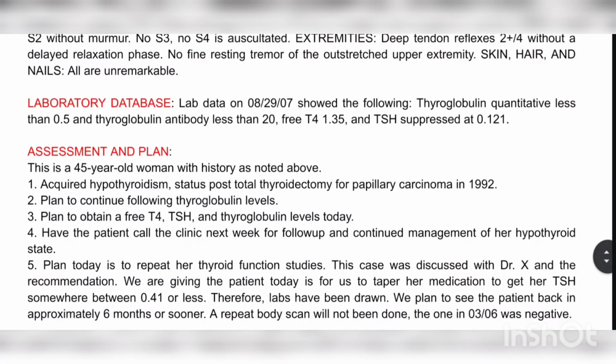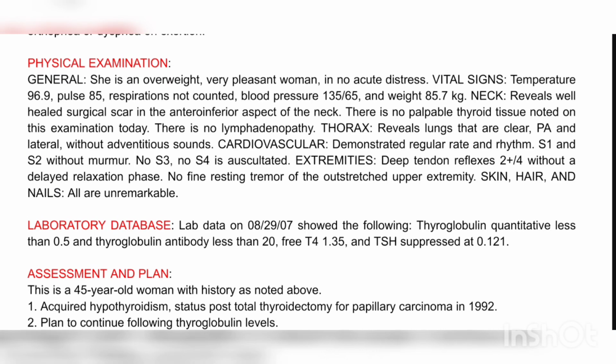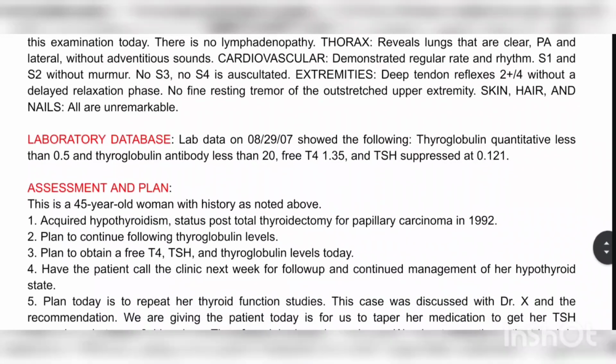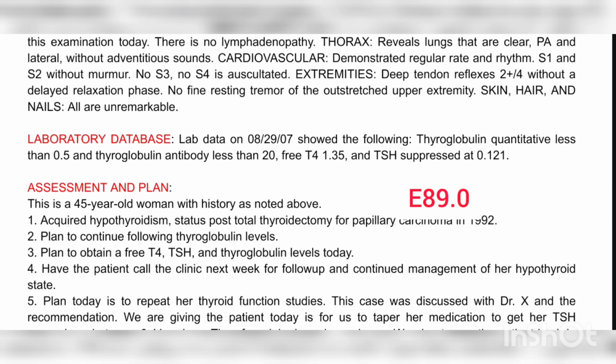Last is the assessment and plan. In the assessment and plan, we have acquired hypothyroidism. The plan is to continue following thyroglobulin levels. So for this chart, we will give codes for acquired hypothyroidism, but the patient has undergone thyroidectomy. Because of the removal of the thyroid gland, he is getting hypothyroidism. So we will give code E89.0, post-procedural hypothyroidism.